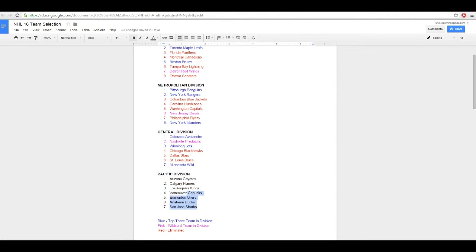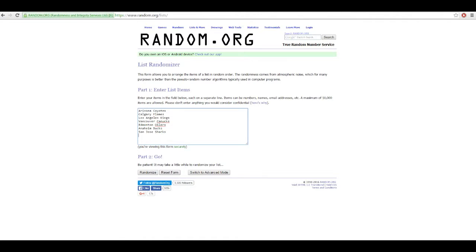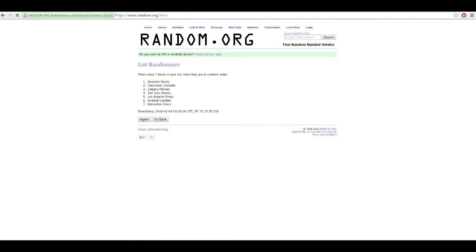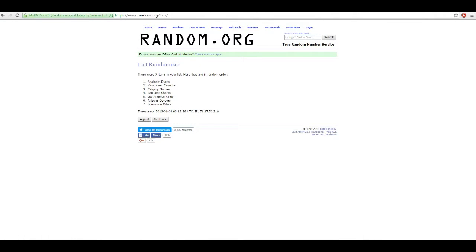Let's go test out who's going to be in there for the Pacific. Okay, so who's going to be eliminated from the Pacific Division? Let's see. And the Anaheim Ducks are eliminated from contention. So Anaheim obviously sucks this year. Everyone thought they were going to be good. They just flat out suck. So I'm glad I'm not doing them. Anyway, let's try this again.